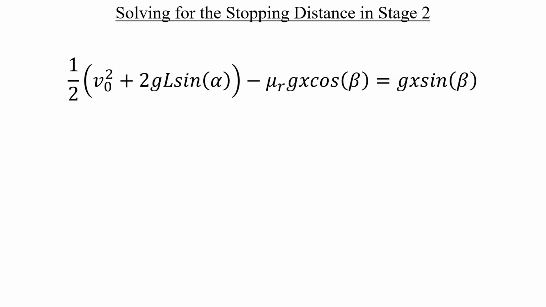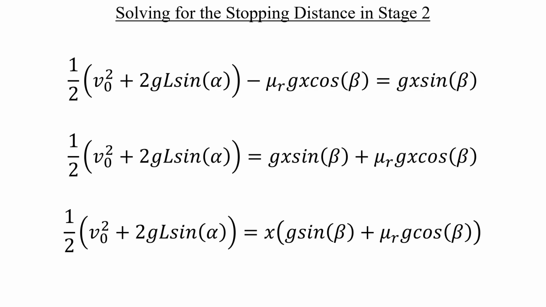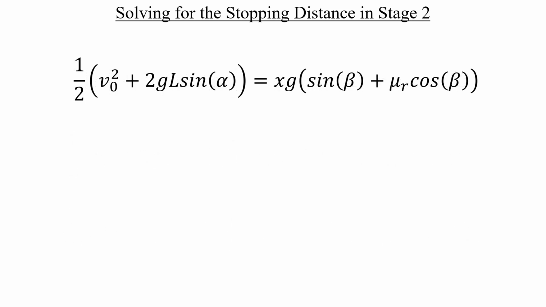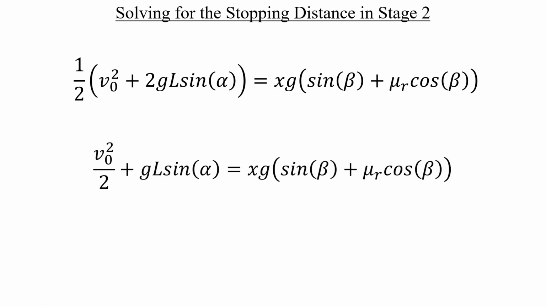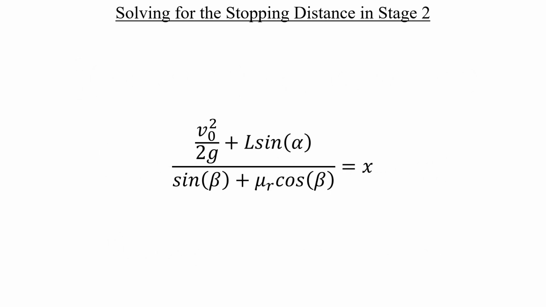The goal is to get an expression for x, so let's get both x terms over on the right-hand side, like this. I'll factor out x, but notice there's a g attached to both terms inside the parentheses as well. Let's pull that out too. If we distribute the 1/2 here on the left, then divide both sides by g, then divide both sides again by the sum of these trig identities inside the parentheses on the right, then we're done.